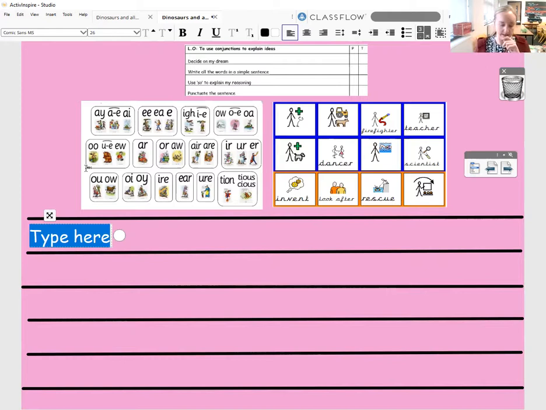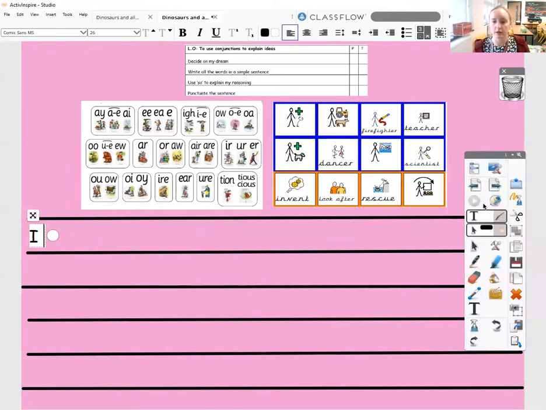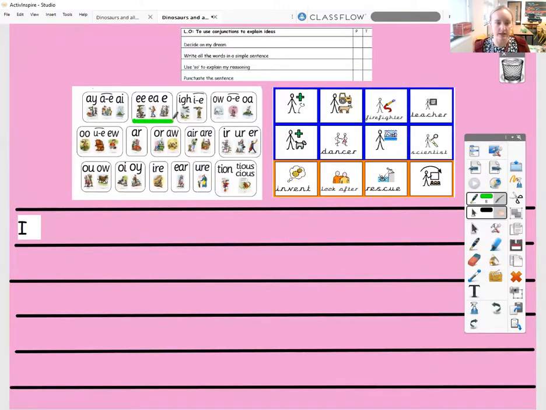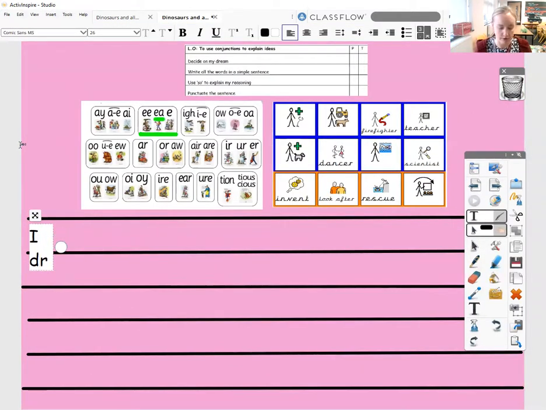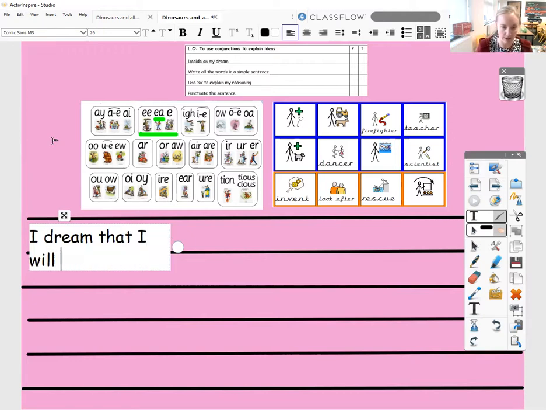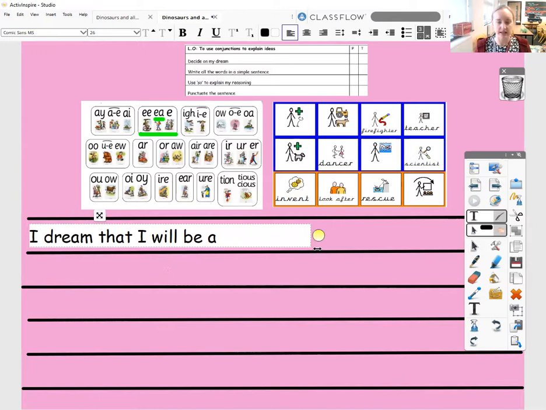Right, I've got 8 words in that sentence. So remember, when we write a pronoun at the start, it's capital. I dream, dream. If I look on my word mat over here, I've got the E sound, and it's actually this one here. So I'm going to put I, dream that I will be a vet. Let's sound out vet. Vet. Good. Vet. Great. Full stop.